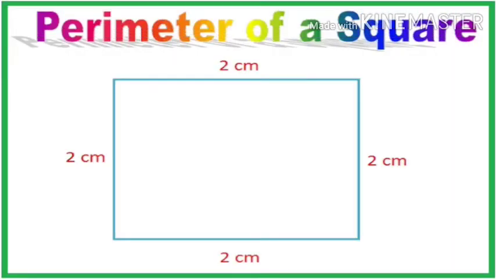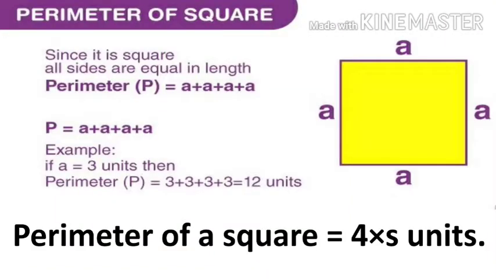Now let's see the perimeter of a square. Since it is a square, all sides are equal in length. To find the perimeter of a square, we have to add the boundaries of the square. That is A plus A plus A plus A. In a square, all the sides are equal in length.